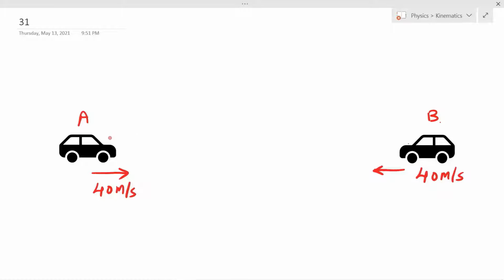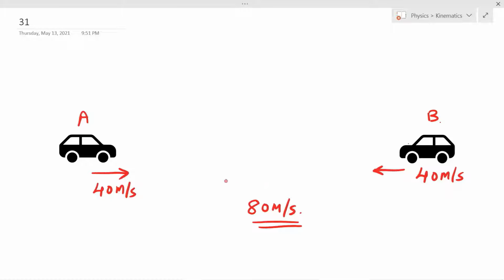Now for car A, this car B will appear to approach faster than 40 meters per second, because car A has a 40 meters per second velocity in the direction of car B, and this velocity will be 80 meters per second. So car B will appear to move with 80 meters per second towards car A for an observer in car A, and for an observer in car B, car A will appear to move with an 80 meters per second velocity.